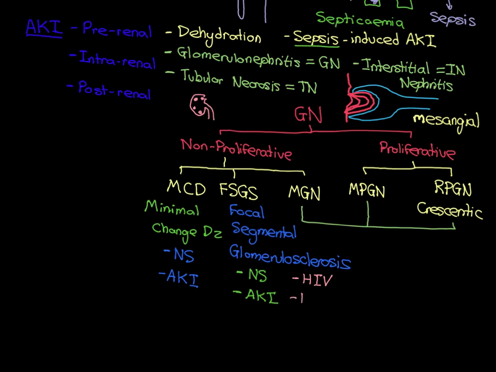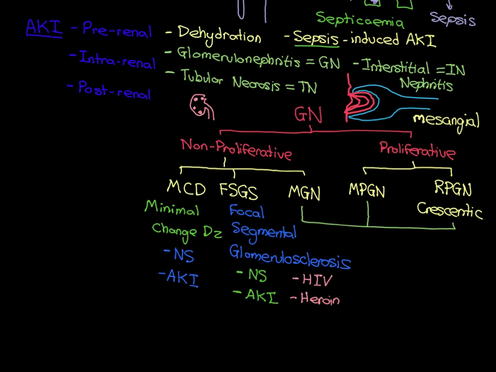Also, in people who use heroin for a long period of time, this is a horrible consequence of heroin use, that they can develop focal segmental glomerulosclerosis independent of whether they develop HIV because of their intravenous drug use. So those are two acknowledged causes of focal segmental glomerulosclerosis.